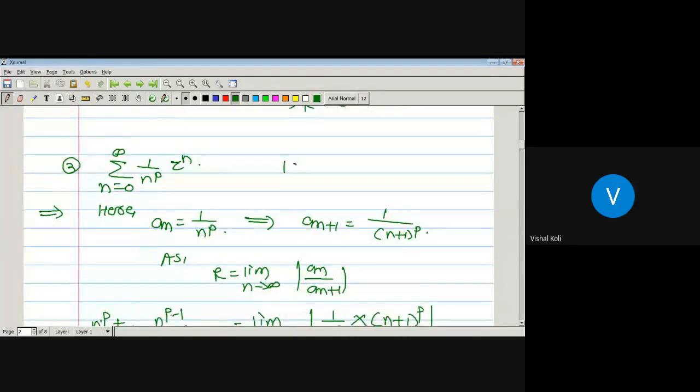Modulus of n to the power 1 by n, which is nothing but here we have to take the log. Then it is nothing but 1/n raised to p to the power 1 by n, then it is nothing but 1 by n log of 1/n raised to p. Then we have to use L'Hospital's rule, then we will get our required result.